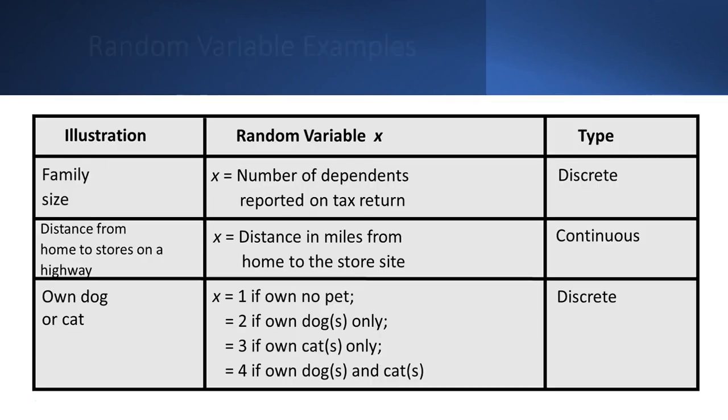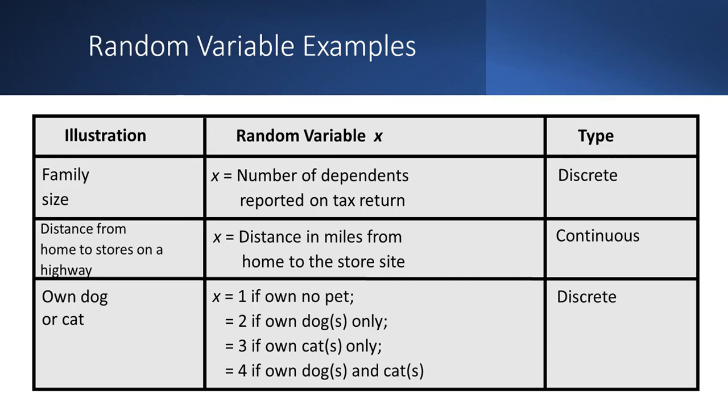So here are some examples of random variables. Family size: X would be the number of dependents reported on the tax return. That's a discrete random variable. That's a counting variable. Distance from home to stores on highway: X is going to be the distance in miles from home to store site. That's a continuous variable because you're not counting those miles. You're actually measuring those miles.